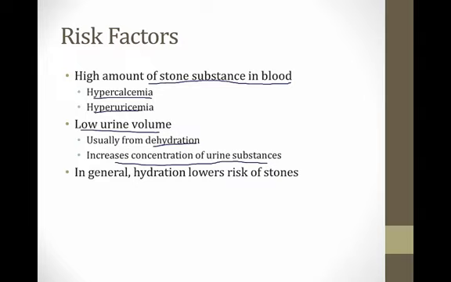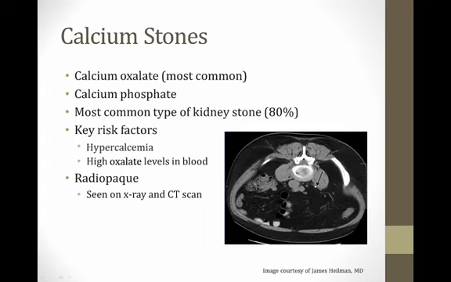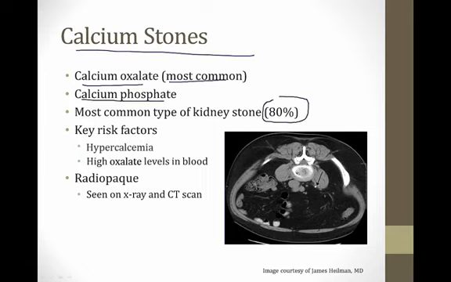And in general, hydration is a potential treatment for all forms of kidney stones. If you keep more fluid flowing through the bladder and the urinary system, you will flush out those substances that lead to stones. So the first type of stone we'll talk about is the most common type, and those are calcium stones. These are usually calcium oxalate. That's the most common type of calcium stone, but sometimes, less commonly, they're calcium phosphate, and these account for about 80% of kidney stones. Key risk factors are hypercalcemia.